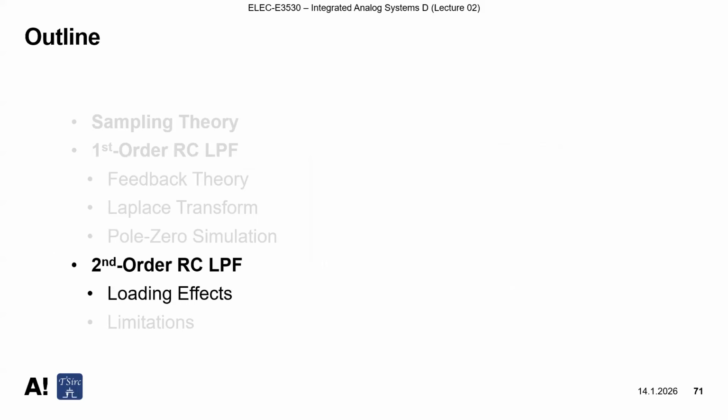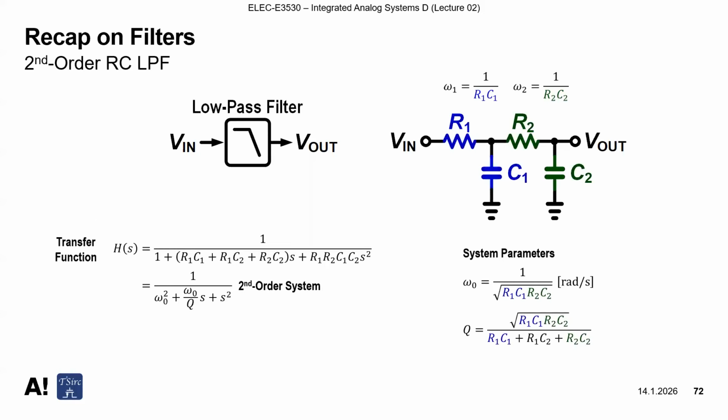Okay, then let's talk about the loading effect. What do we mean by loading effect? By looking at these system parameters, we can find that this omega 0 involves the first part of the low pass filter and the second part. When we ignore R2C2, we can easily predict omega 1 is equal to 1 over R1C1, as we did in the previous slide. And when we ignore R1C1, we can easily predict omega 2 is 1 over R2C2.